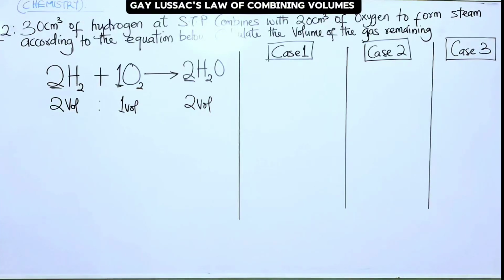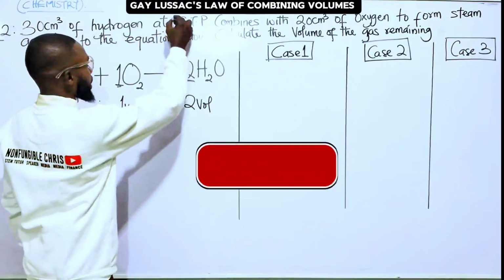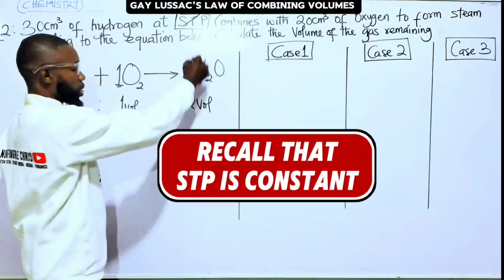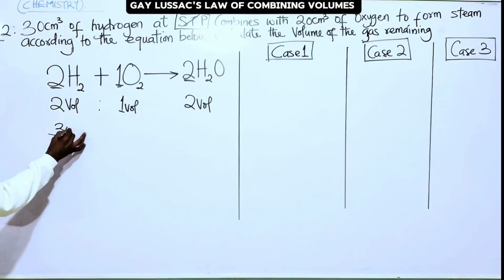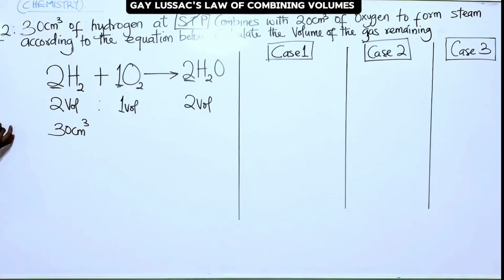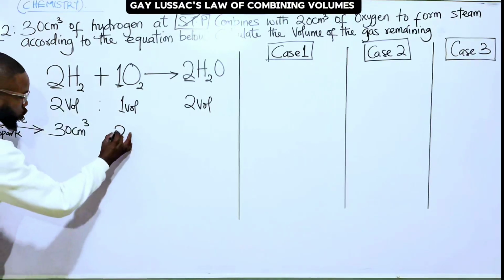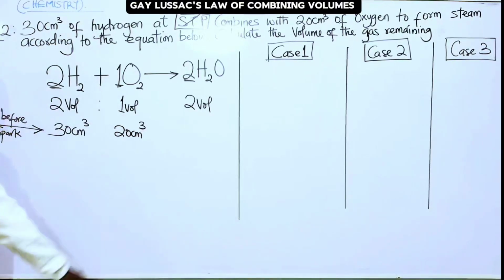We're looking at their mole, right? They're forming a ratio. So it's 30 cm cube of hydrogen at STP, so standard temperature and pressure. I told you we don't need them, they are constant, right? Alright, so here we have 30 cm cube of the hydrogen, and this one is our volume before spark, right? Alright, so 30 cm cube of hydrogen at STP combined with 20 cm cube of oxygen. So here we have 20 cm cube of oxygen before the spark.